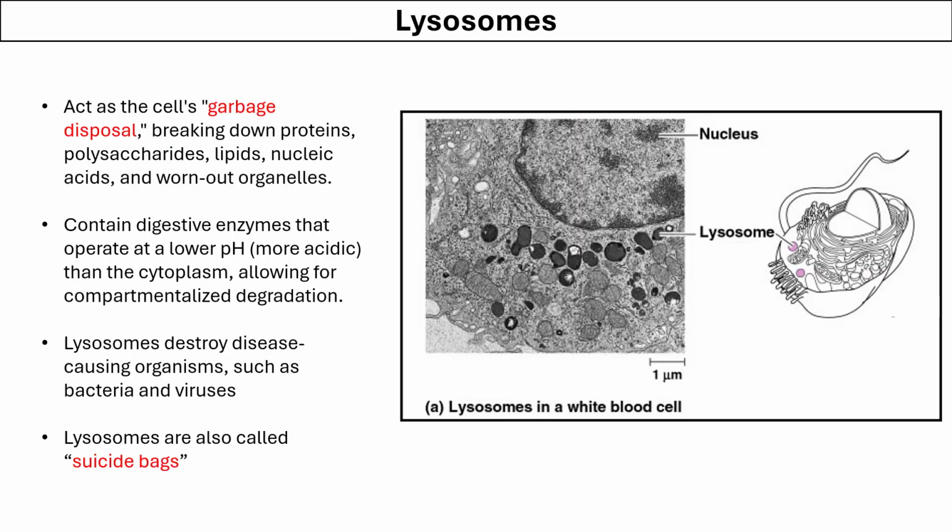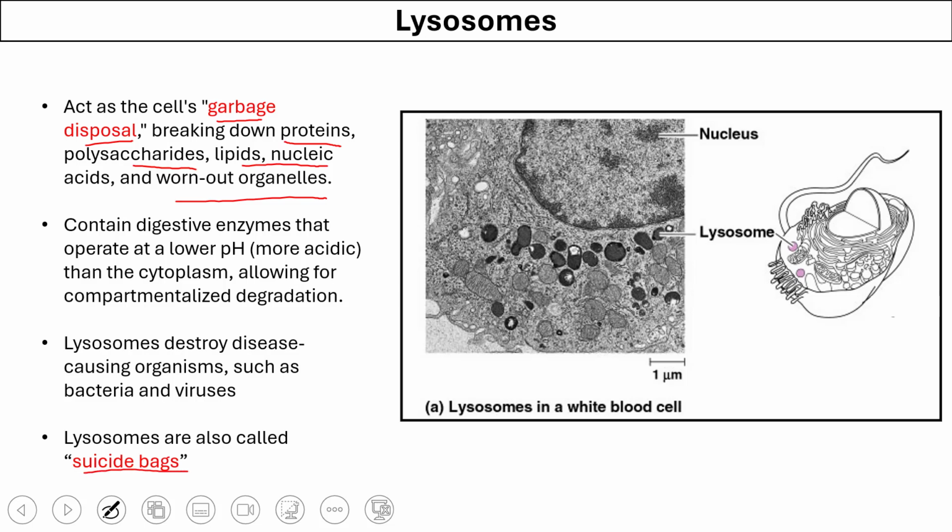So the lysosome which arise from Golgi apparatus are called the garbage disposal system of the cell, because they break down proteins, sugars, lipids, nucleic acid, and worn out cell organelles. Therefore, they are also called the suicide bag because they remove the dead, worn out cell organelles. Now, the pH of lysosomes is usually acidic, and they allow the degradation of proteins.